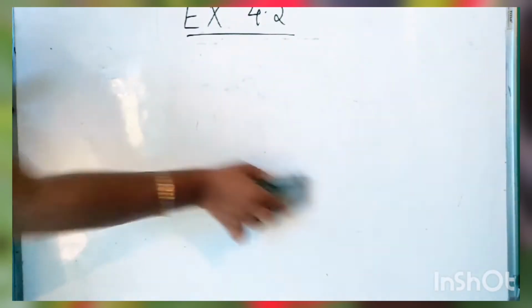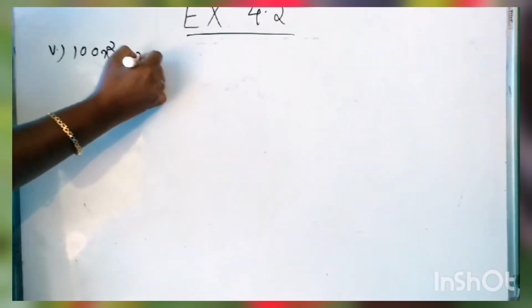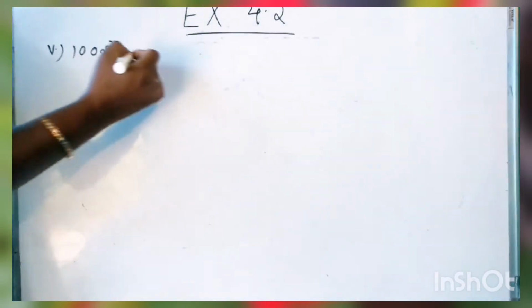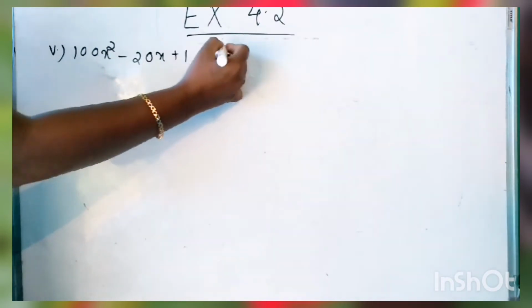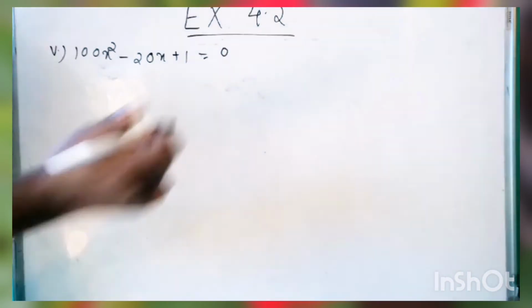Next one. Fifth one, 100x square minus 20x plus 1 is equal to 0.